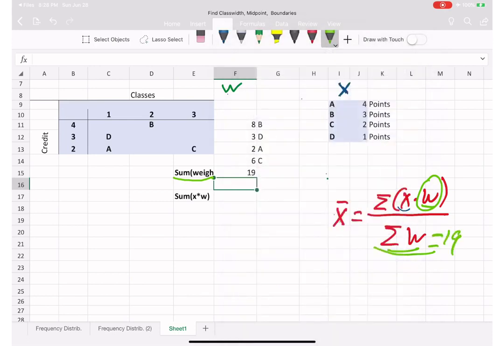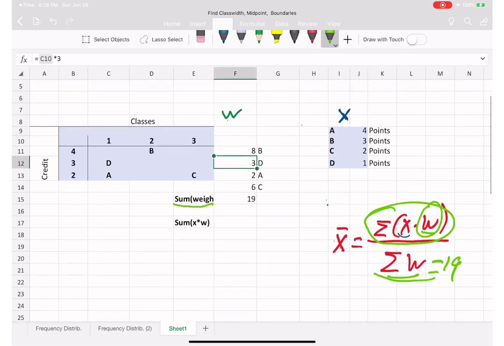Okay. Now, to find sum of x times w, what do we need to do? We are going to take this point of every single grade and multiply by its w accordingly. Let's say for A, the point is 4, we need to multiply by 2 because weight for A is 2. And B is 3 points. He collected total 8 based on weight. C is 2 points, collected 6. And D is 1 point, collected 3. So that's what we are going to do now.